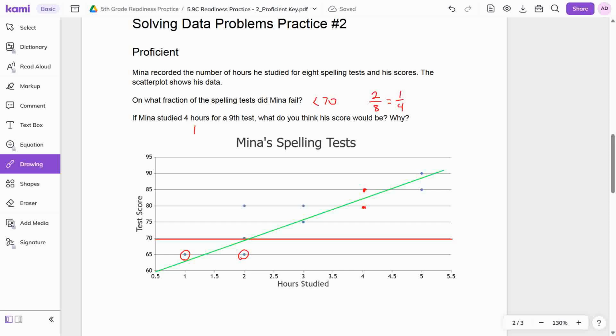So I might say, I think he would score an 83. And then why? Well, because that fits, remember, we call this a trend line. It's just an estimate. That fits my trend line, but anywhere between that 80 and 85 is probably going to work.